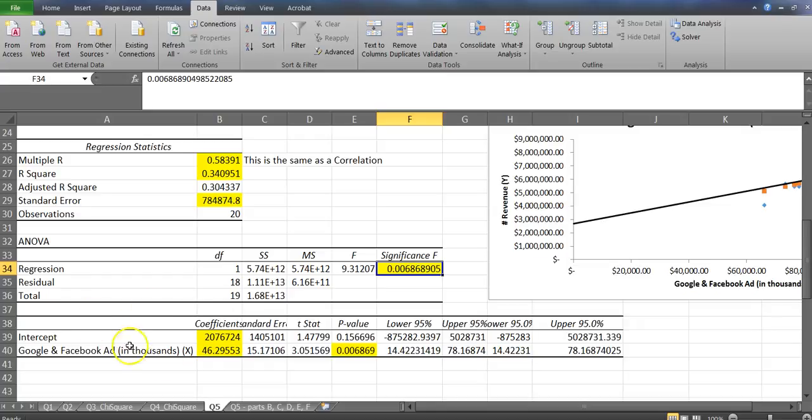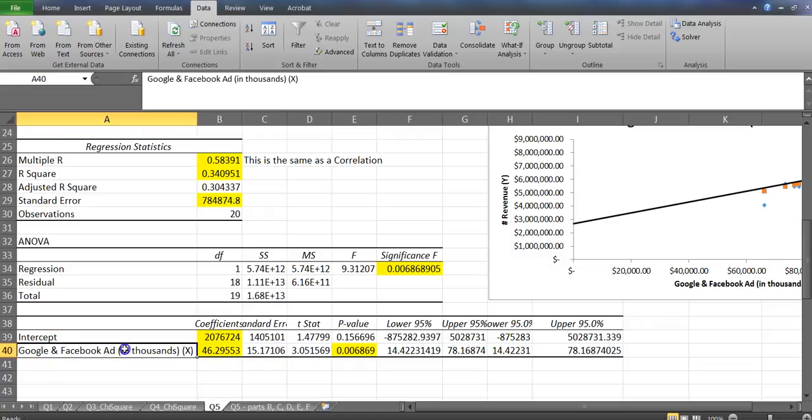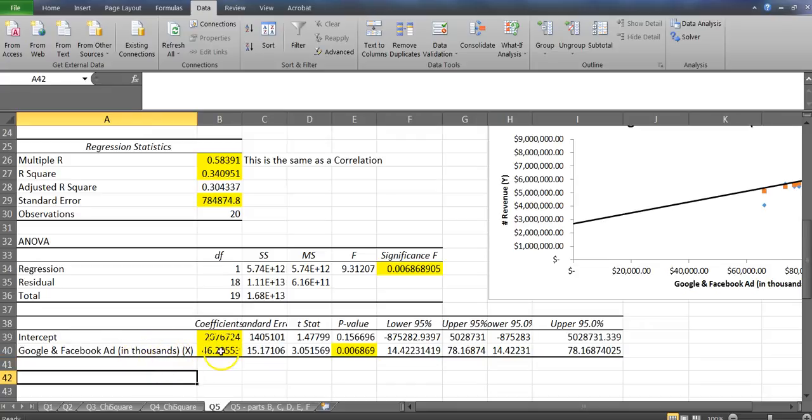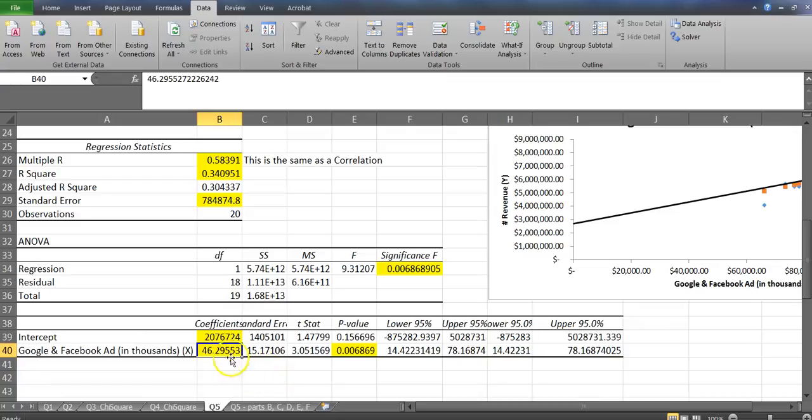However, it's not until you get down to the lower part of the table where you get into the effects of the different independent variables. So again, in this case, why it's called simple linear regression, there's only one independent variable, so we only have one variable listed here. But if there was more, they'd be listed down here. And then you would have to look individually at each of these figures.